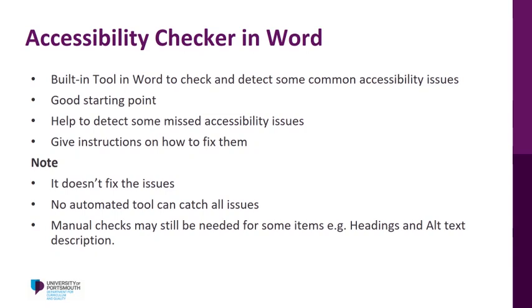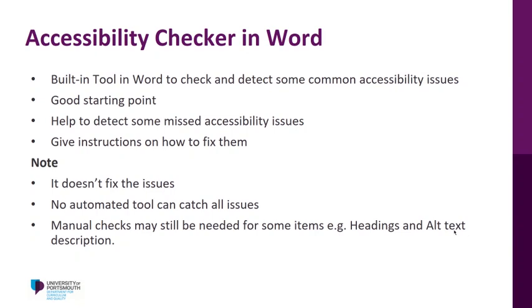Once detected, it will give you instructions on how to fix them. However, it's important to note that it didn't fix the issue, it only detects it and tells you how to fix them. Also, we need to be aware that no automatic tools can catch all issues. Manual check may still be needed for some items. For example, if your headings are text made big and bold, not real headings, the accessibility checker won't see the problem. So you will still have to check the heading yourself.